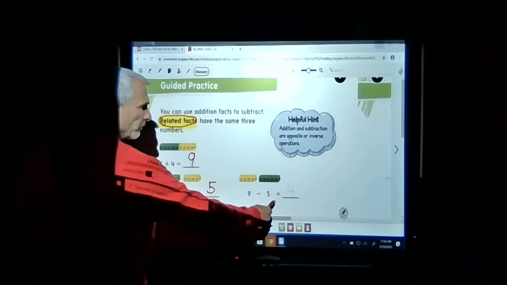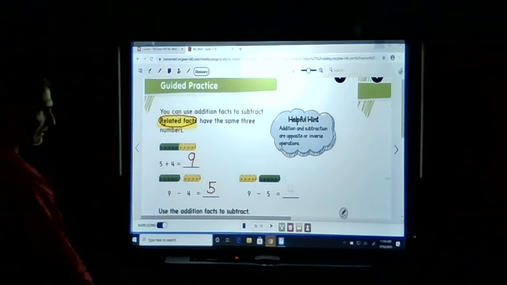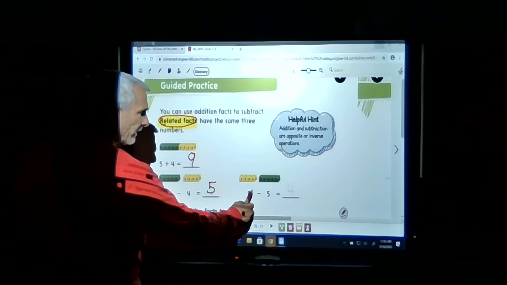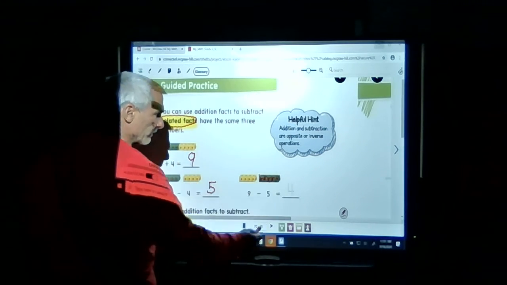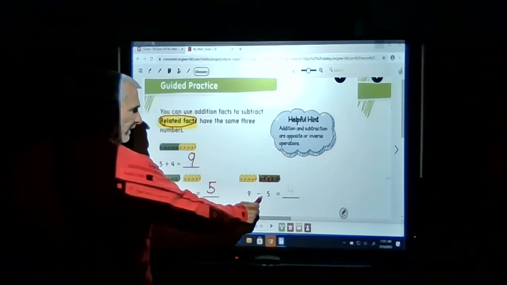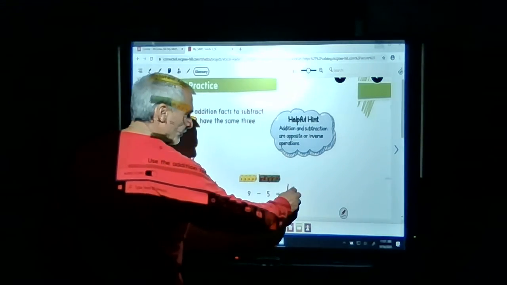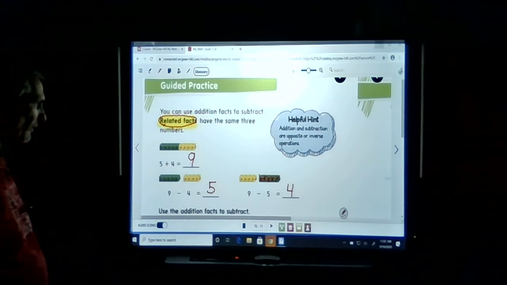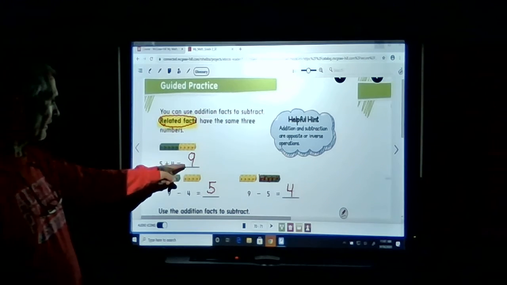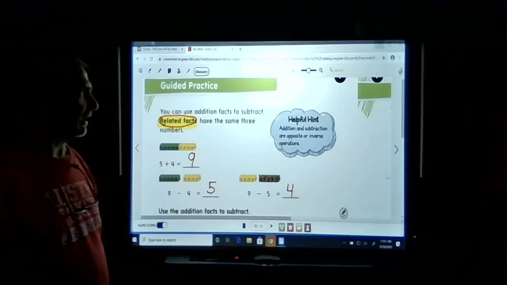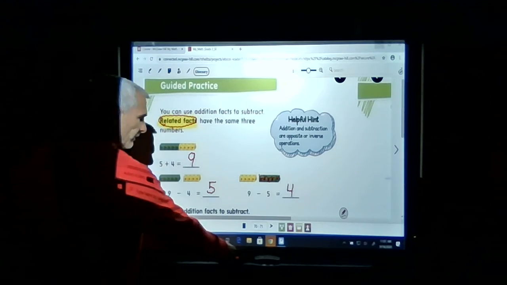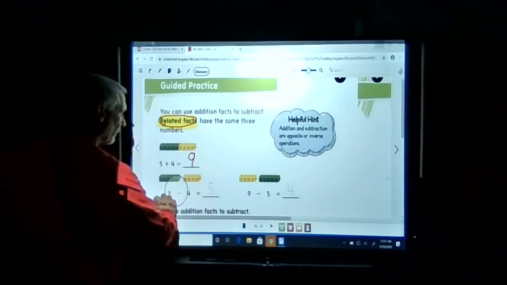Here's the same three numbers, but it's a different number sentence. This time you start with 9, and we take away the 5 green. 9 take away 5 is, there's the other number. So a 5 and a 4 and a 9, if you know your addition, then there's two subtraction facts that go with that. Let's try another one.